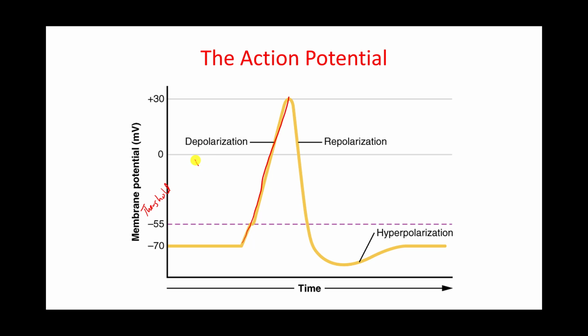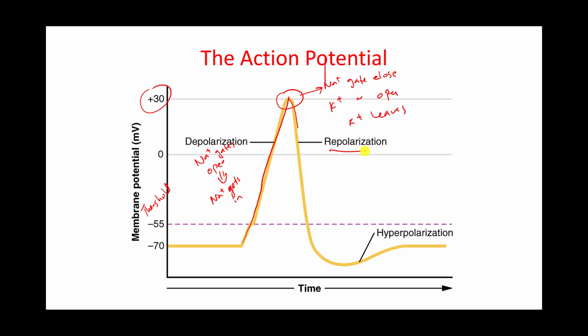Other than that, it's pretty much the same concept for depolarizing. Usually with depolarizing, the sodium ion gates open and sodium rushes in. This would reach a more positive value. At this stage, sodium gates close, potassium gates open, and potassium leaves the neuron. And this will cause repolarization. So pretty much the same as the one we saw in the muscles.